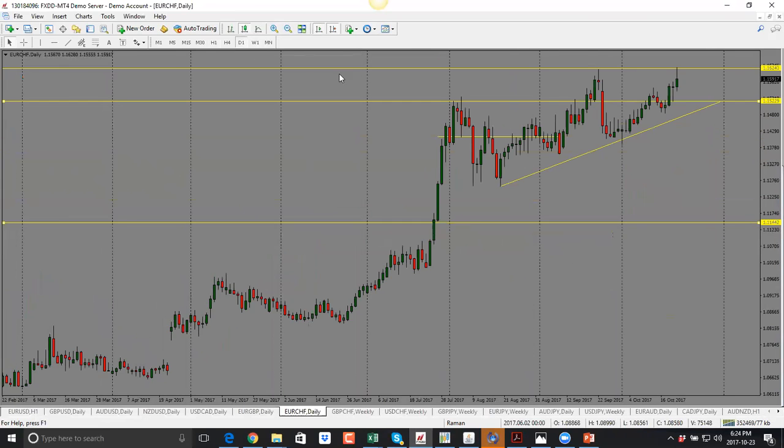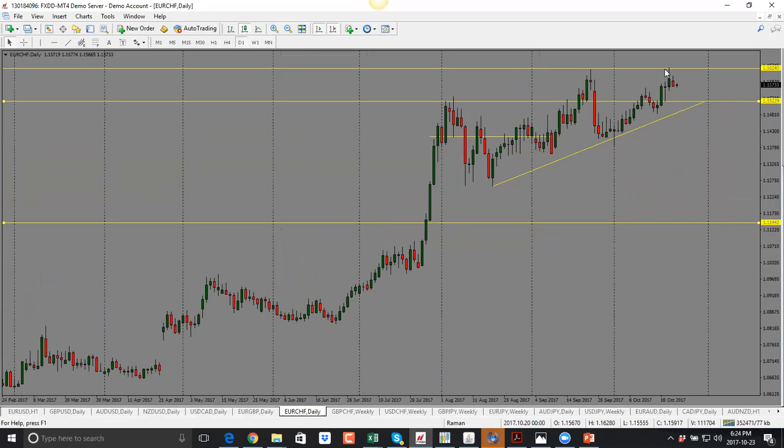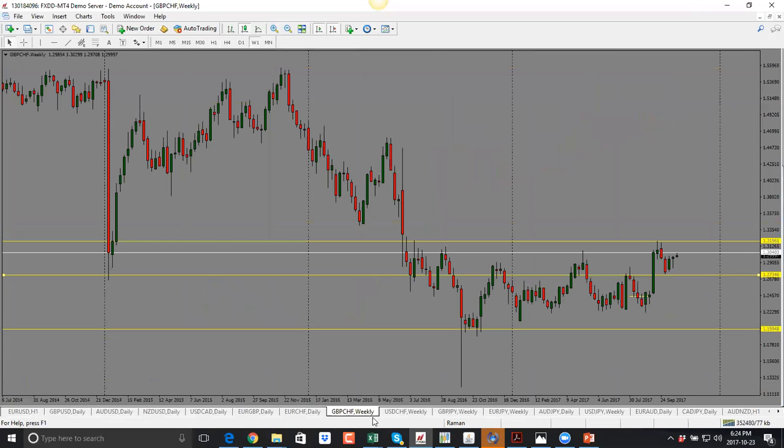Euro Swiss franc, we saw a big double top here, a bearish close for the day, so looking for price to pull back a bit here. And our target, this looks good, the 1.1520 level. That will be our target to the downside, so looking for price to come and test this pin right over here. So bearish on Euro Swiss franc.